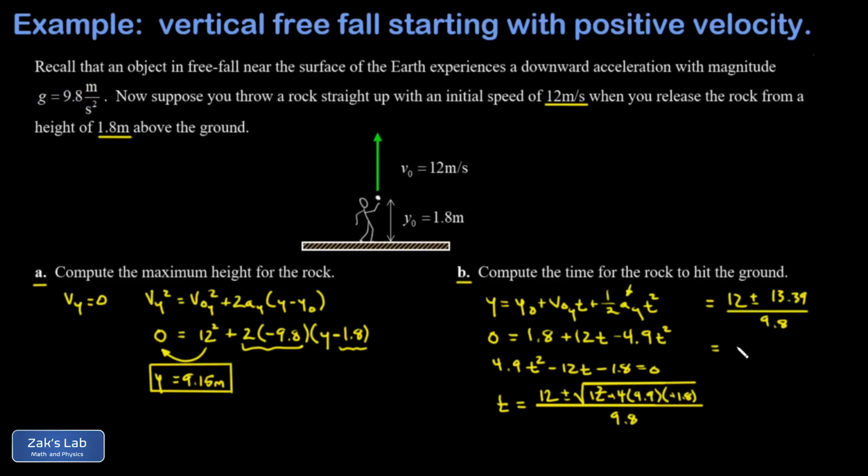Now, one of these times gives me a positive answer, and one gives me a negative answer. But this whole physical process started at t equals 0, so we can throw away the negative result, and I just keep the positive result, which results from adding 13.39 to the 12 in the numerator. And 12 plus 13.39 all divided by 9.8, that turns out to be 2.59 seconds. I'm just keeping 3 sig figs by default.